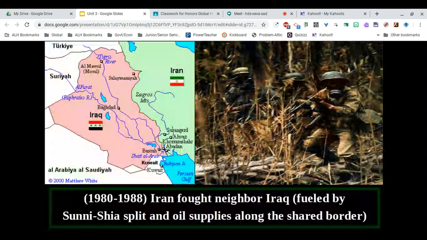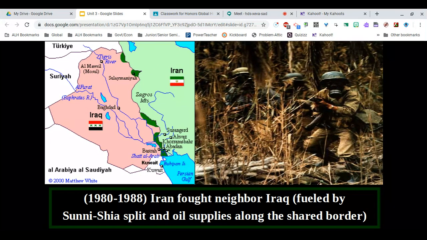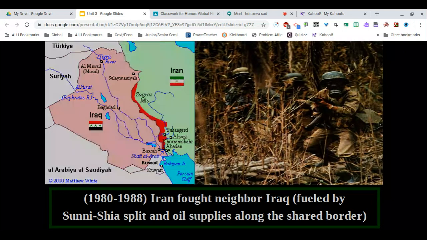From 1980 to 1988, you had Iran fighting its neighbor Iraq, and this dealt with the Sunni-Shia split and the oil supplies along those shared borders. They were fighting over those borders and those conflicts, trying to gain more oil supplies, because obviously whichever countries have the oil supplies, those are going to be the regions that are going to become more wealthy.